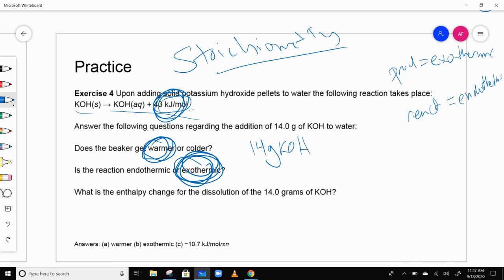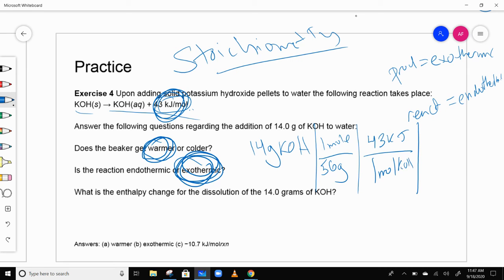Okay, if we have 14 grams of KOH, first thing we have to do is convert that to moles. So KOH is 56 grams per mole. 1 mole, 56 grams. And then we can use molar ratio. So we could say that there's 43 kilojoules released every 1 mole of reaction, or every 1 mole of KOH. Okay, and when we do that, we should get 10.7. And because it's exothermic, it's negative. So negative 10.7. Horrible handwriting there, but whatever. Okay, so that is the stoichiometric way. Pretty simple.